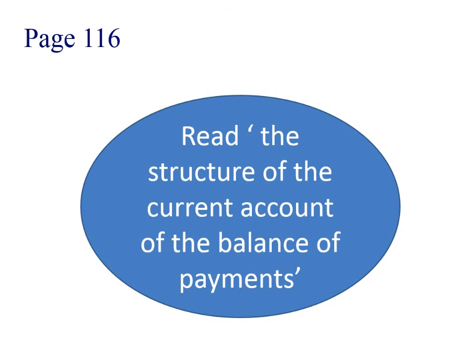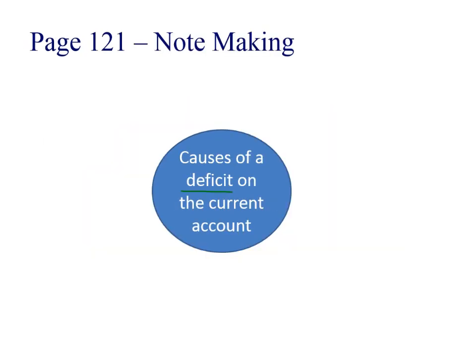So a little bit you can read in the textbook about the structure of the current account of the balance of payments, but I've just been through that stuff. So what causes a deficit on the current account?